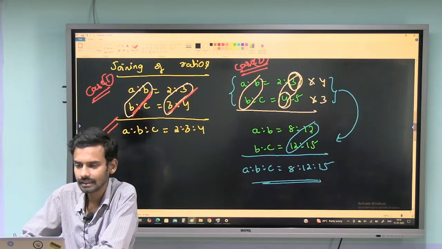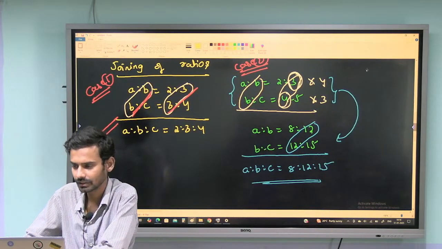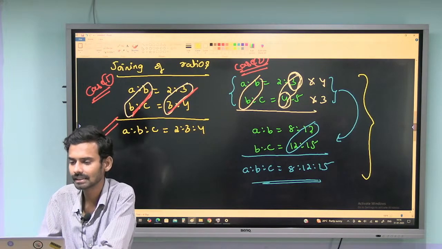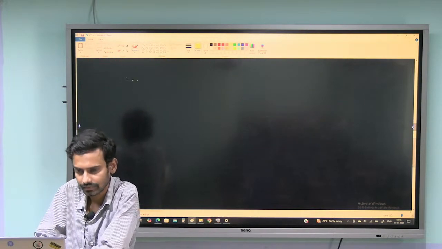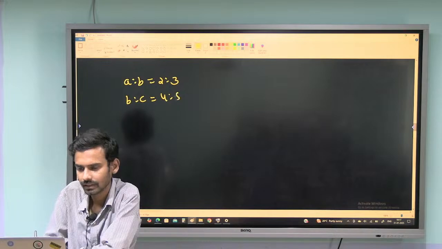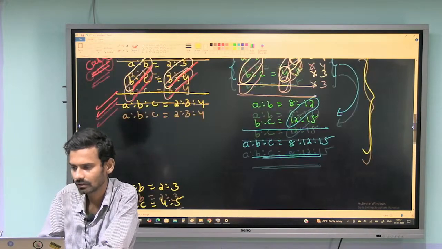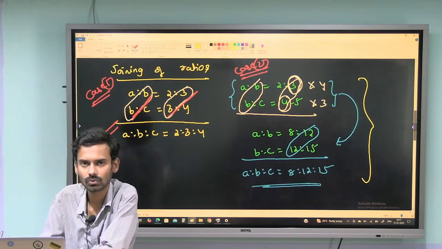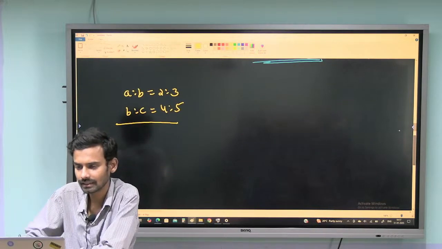Now this is the basic method of combining the ratios. Now we have different methods of combining the same ratios. If I give you A is to B is equal to 2 is to 3 and B is to C is equal to 4 is to 5, one method I have already shown here, that is the cross multiplication method of combining the ratios. The other method is like this.